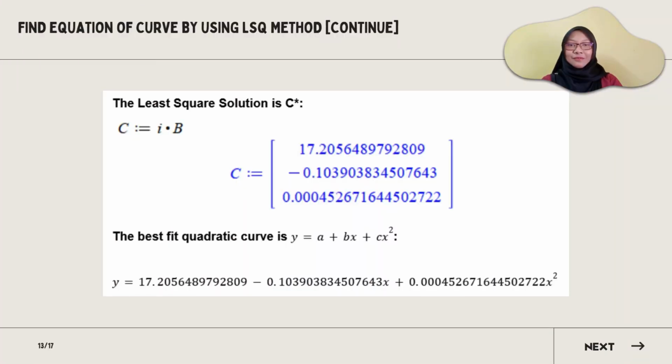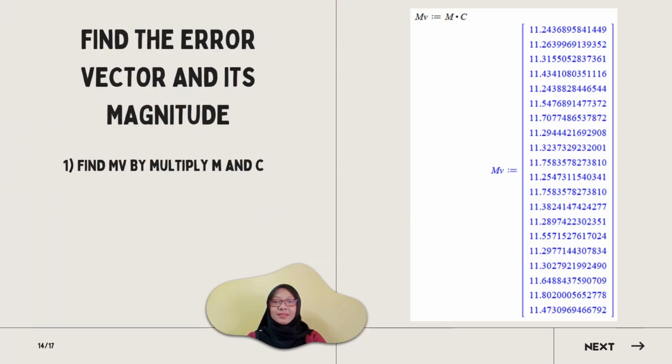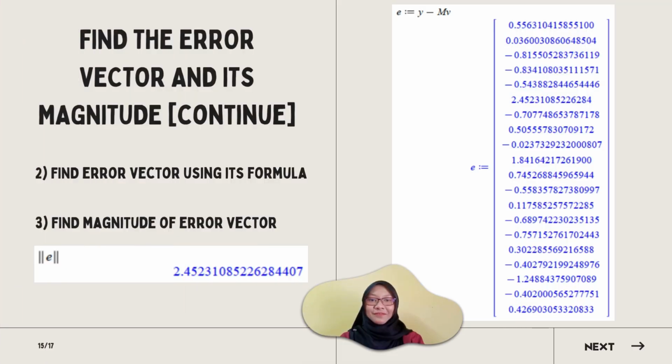Then, we continue from the previous slide. Next step is let C equal to inverse matrix A multiply B. And lastly, substitute the values from matrix C into the quadratic equation. Now, find the error vector and its magnitude. First, find matrix MV, which is multiplying between M and C. Next, find the error vector using its formula, which is E equal to Y minus MV. Then, find the magnitude of the error vector by using the square root of the sum of squares of E.